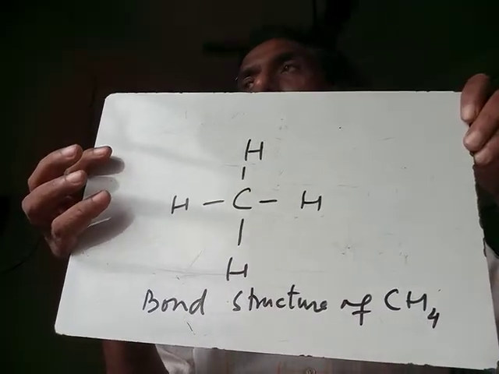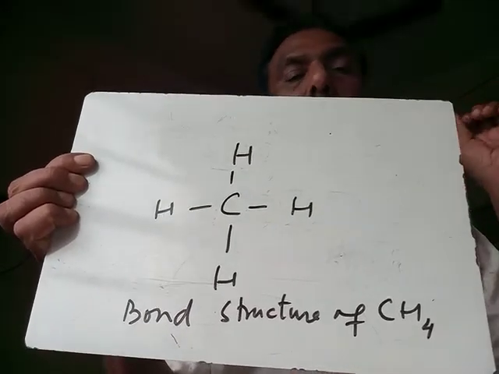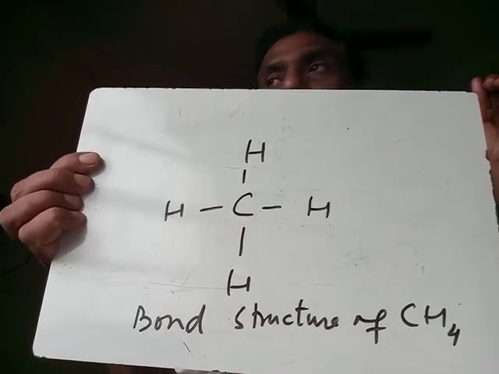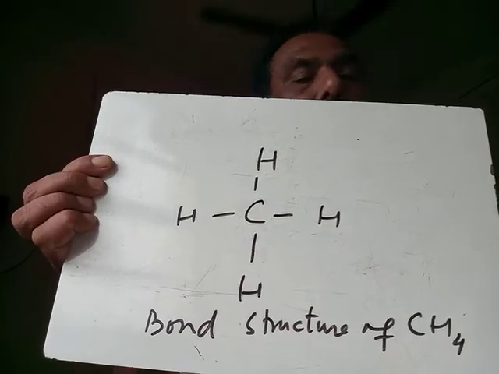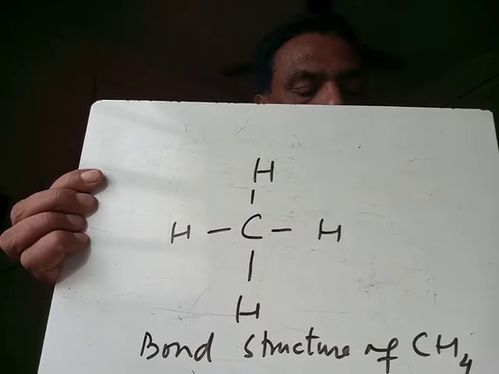Carbon in the middle and hydrogen here. So this is hydrogen. This is the bond structure of CH4. This is methane. Just you can see here. It is like this. Okay. So 4 electrons of carbon have been shared with 4 atoms of hydrogen to form methane.